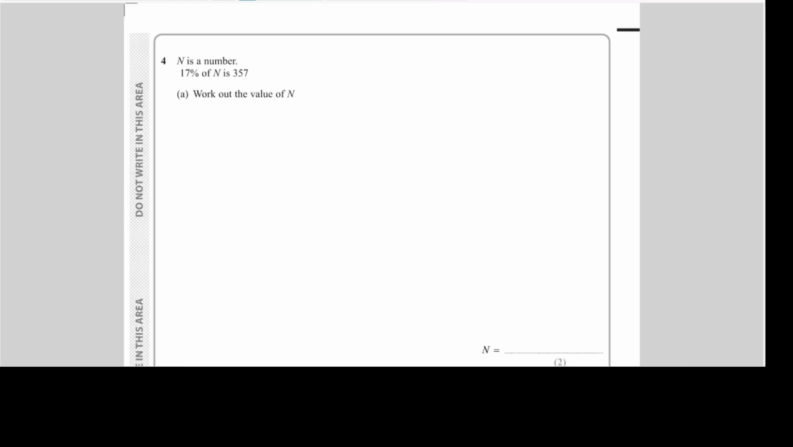Question 4, percentages. N is a number. 17% of N is 357. Work out the value of N. So we have to get what N is. Now understand this thing. 17% of N is 357. Then you need to get N. It means you need to get the original amount. When you need to get the original amount, how do you get it?